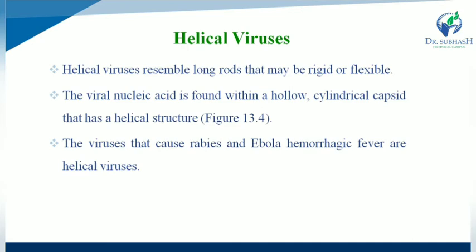So what are helical viruses? They look like a long rod shape. They may be rigid or flexible in nature. The viral nucleic acid is found within a hollow cylindrical capsid that has a helical structure. Viruses that cause rabies and Ebola hemorrhagic fever are helical viruses.